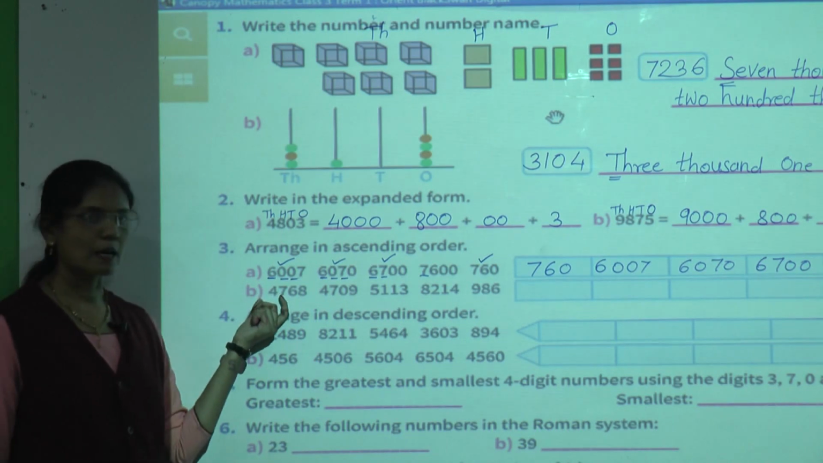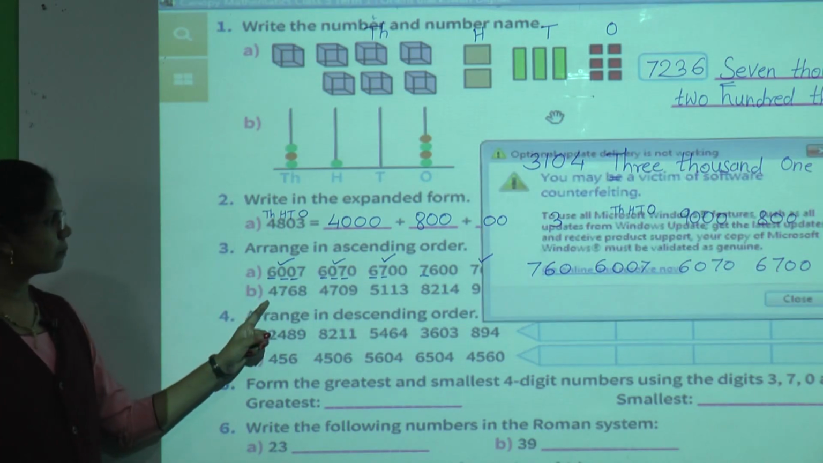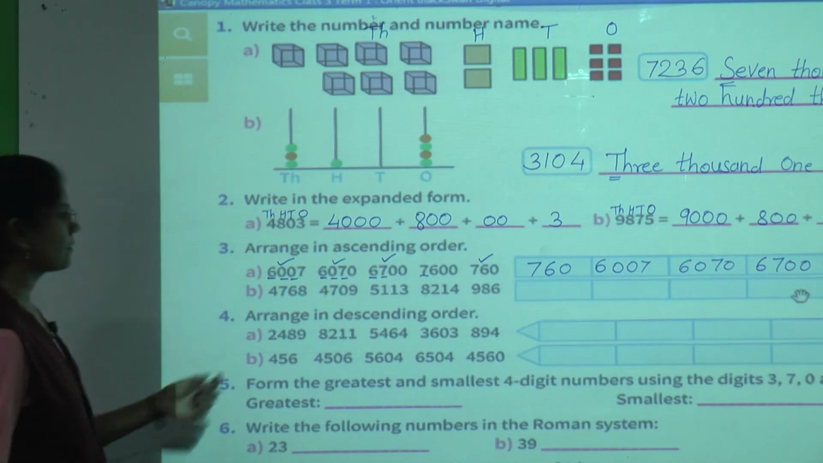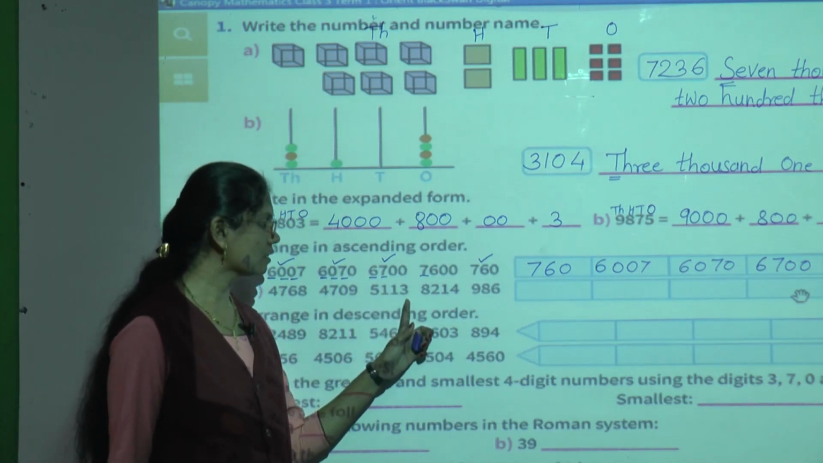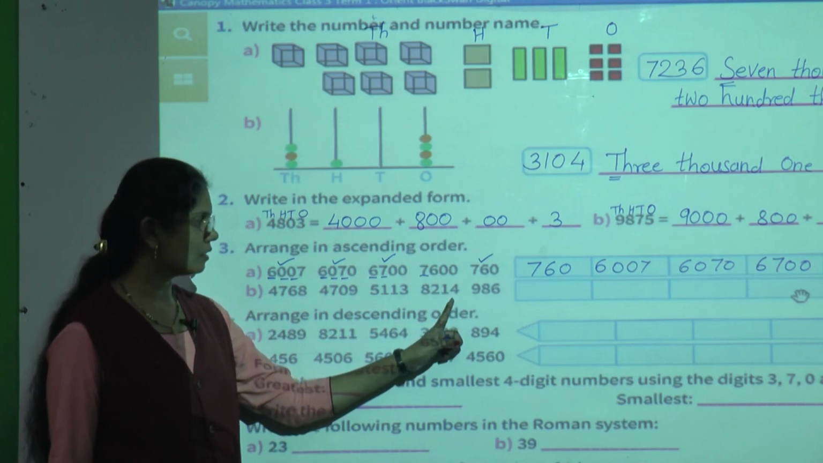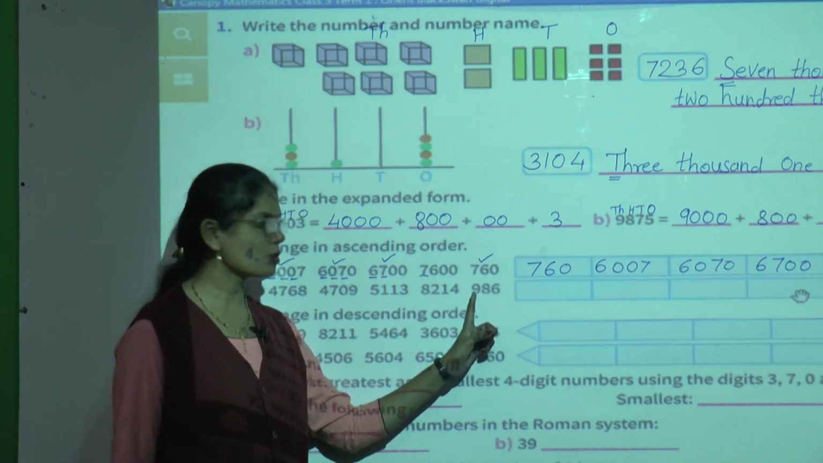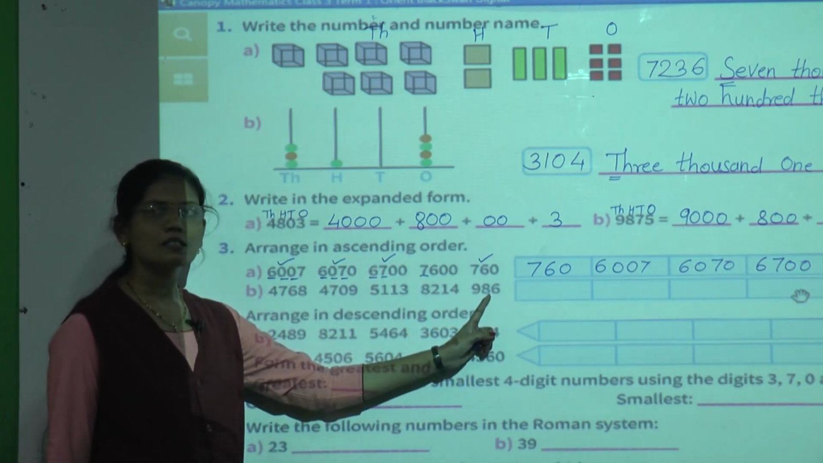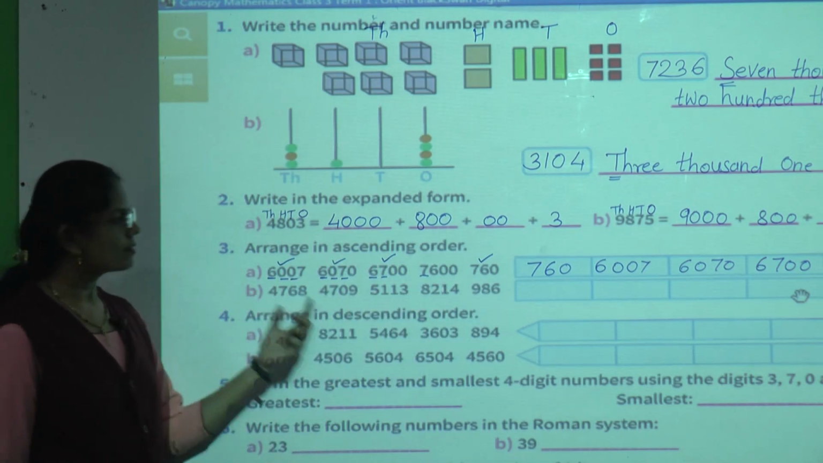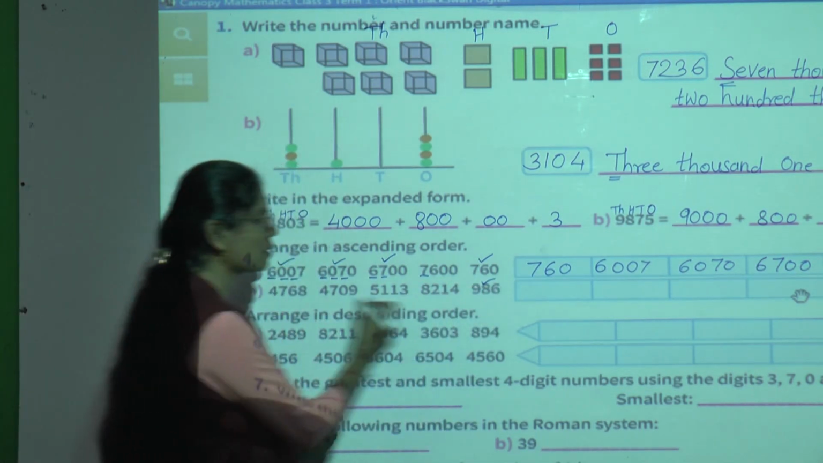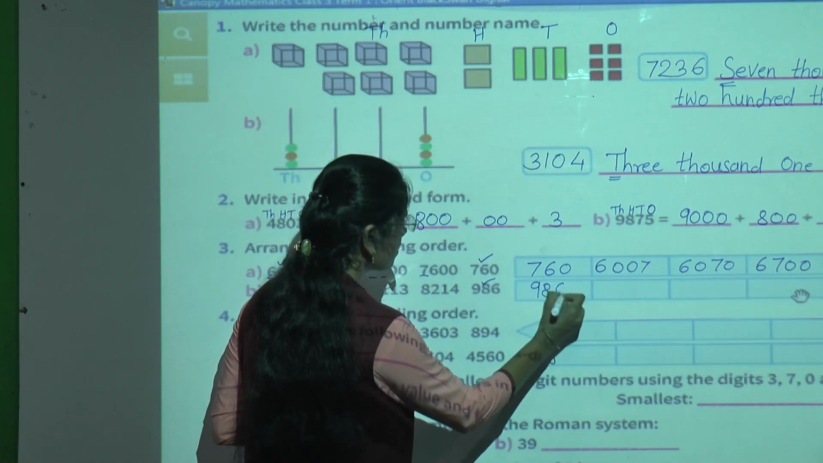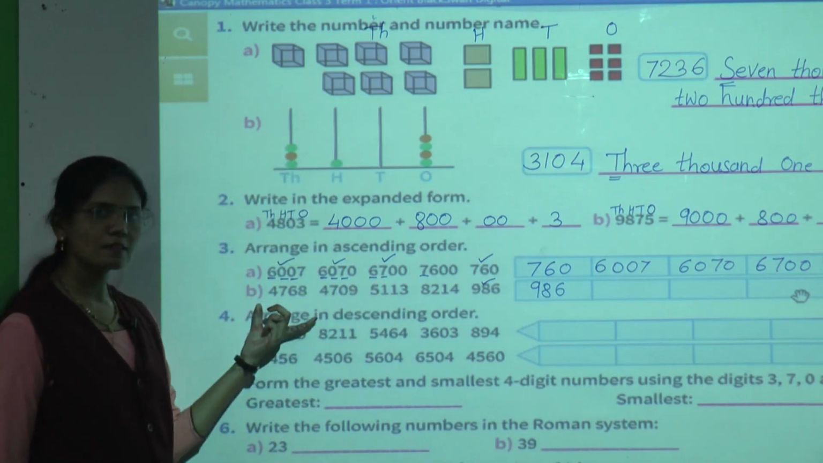Now let us take one more example. B question. The numbers are 4768, the other number is 4709, 5113, 8214 and 986. Now as I told you, 3-digit numbers are smaller than 4-digit numbers. So this number is smallest among these numbers. So first we will write this 3-digit number. Why? Because this is the smallest number among these numbers.